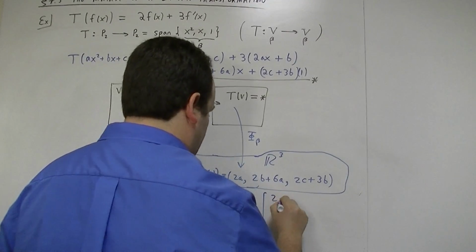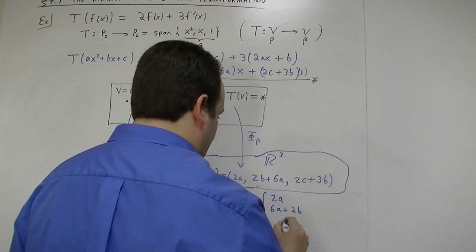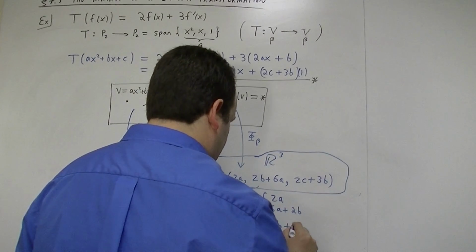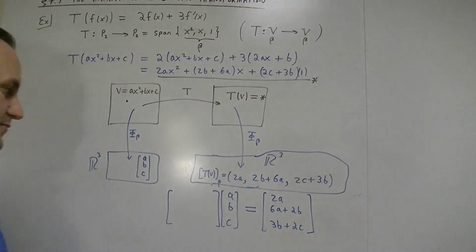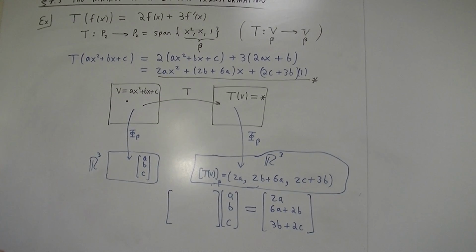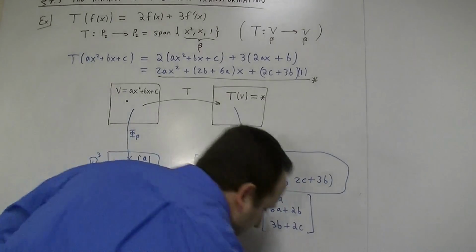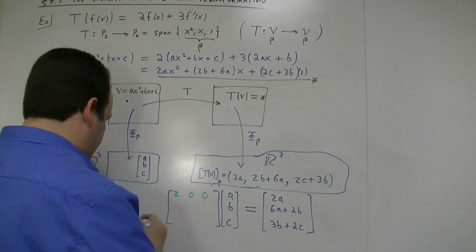So I'm going to rewrite it: 2A, 6A plus 2B. I have my reasons. 3B plus 2C. I'm writing it in order so the matrix multiplication is easier to see. I'm happy we're videotaping this because you can see that's before, and then I just write the answer into the box. So it's 2, 0, 0.